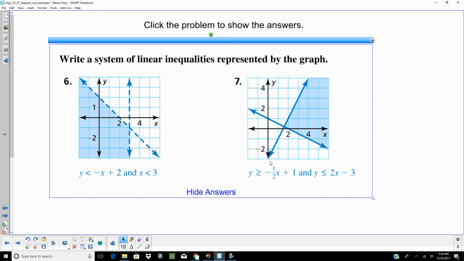On number 7, my y-intercept is 1. My slope is -1/2, down 1, right 2. And it's being shaded above, and it's solid, so it's going to be greater than or equal to. On my second line, my y-intercept is -3. My slope is 2/1. And it's going to be shaded below because it's going lower. So y is less than or equal to 2x minus 3.